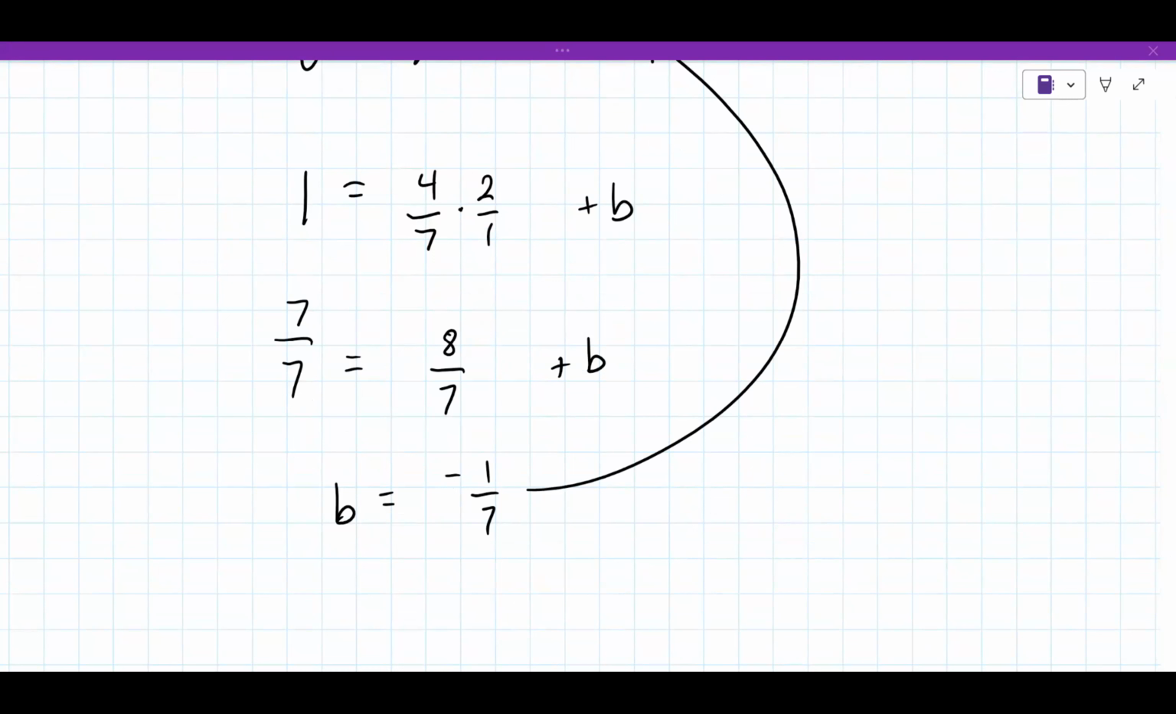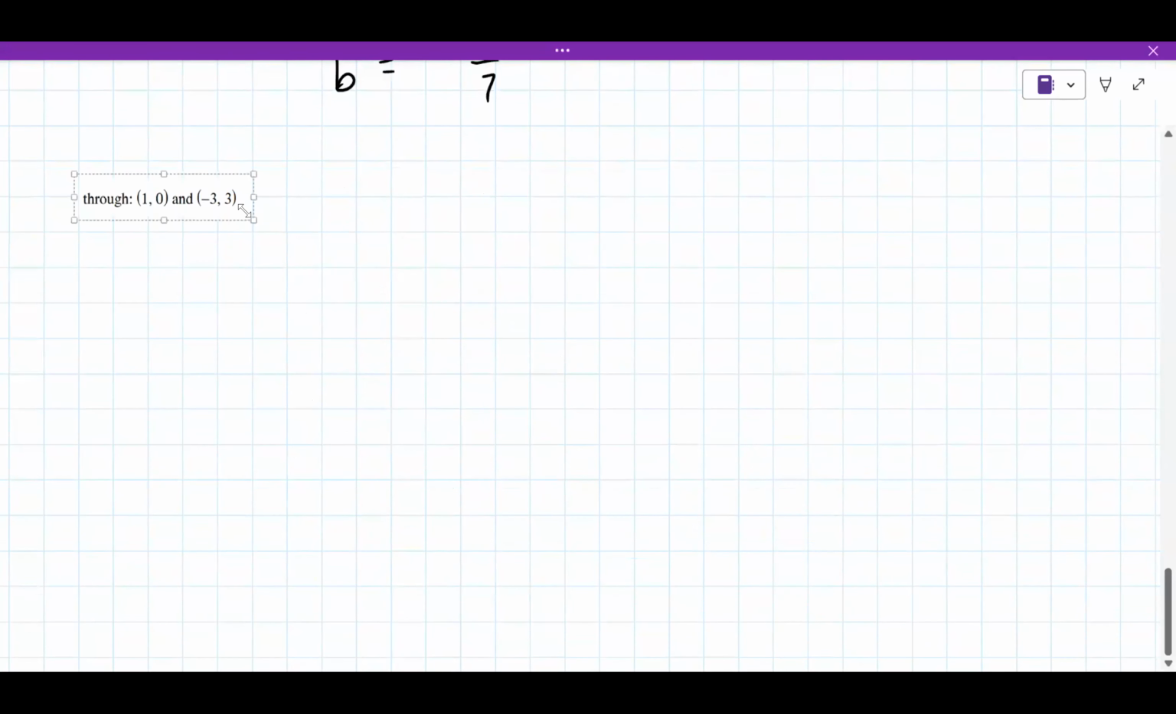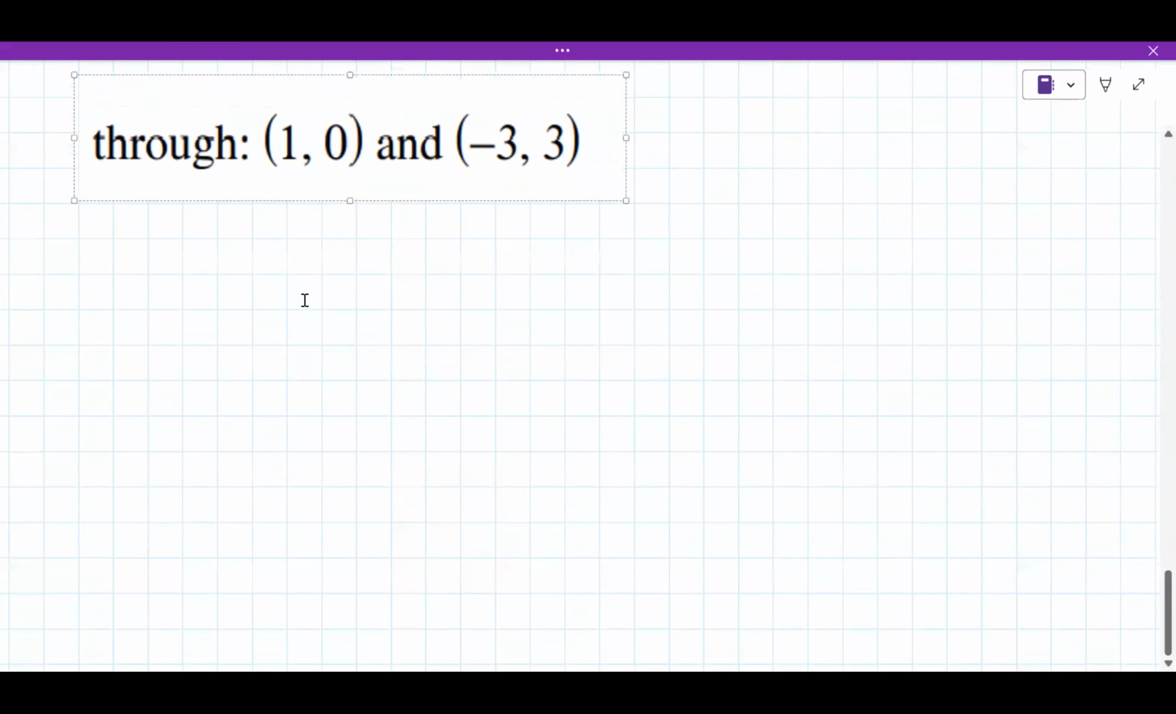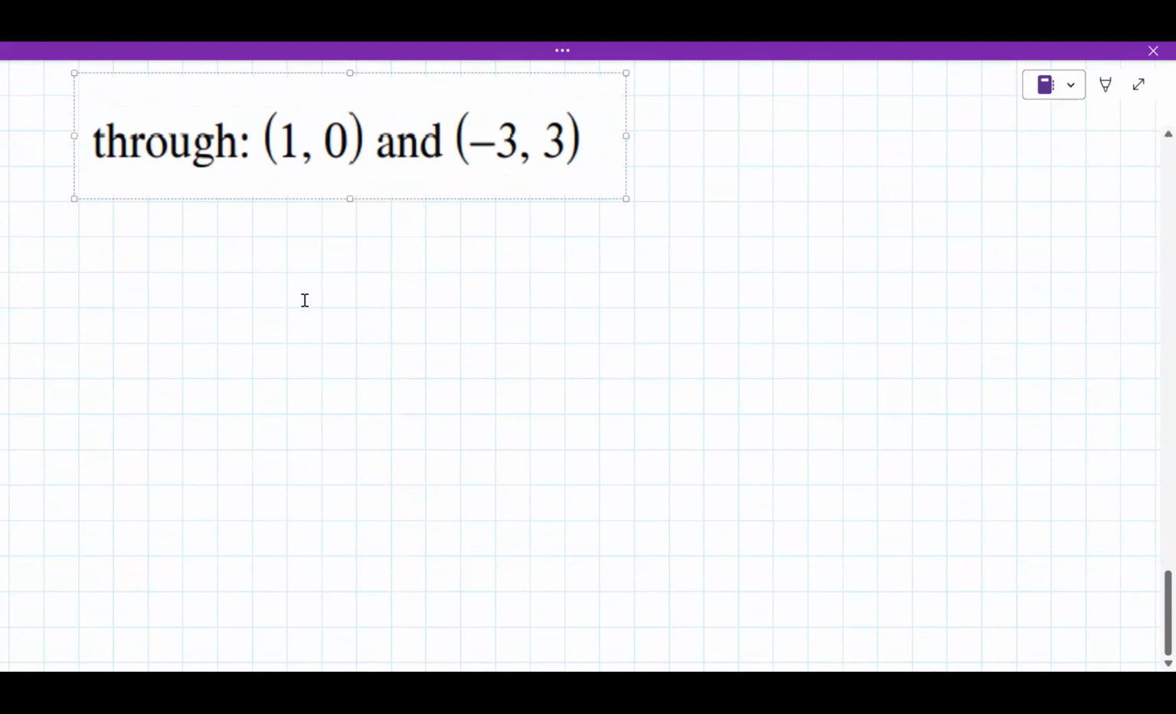So, okay, let's try another one here. All right, so same thing. Again, if you want to get the slope, I'll be happy to check that.